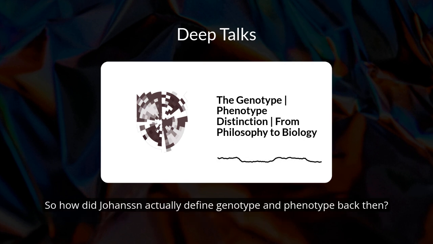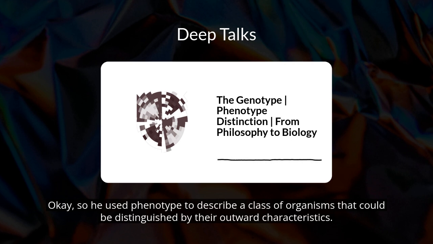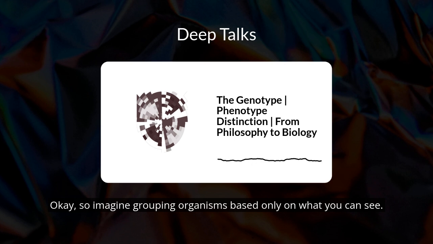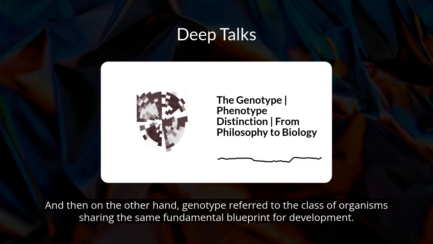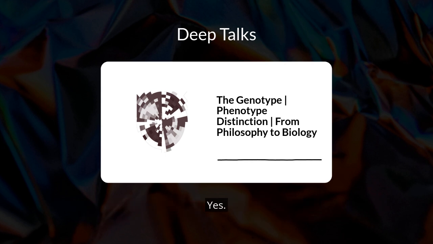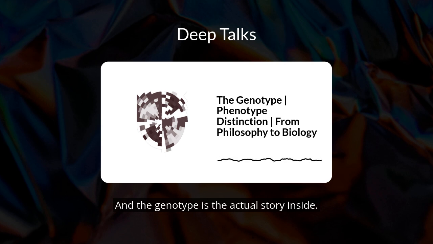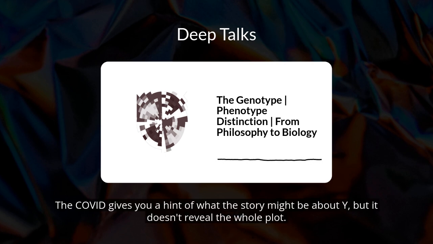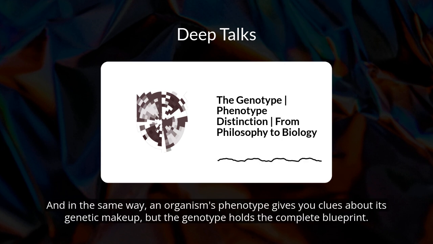So how did Johannsen actually define genotype and phenotype back then? Okay, so he used phenotype to describe a class of organisms that could be distinguished by their outward characteristics. So imagine grouping organisms based only on what you can see, and then on the other hand, genotype referred to the class of organisms sharing the same fundamental blueprint for development. So it's like the phenotype is the book cover, and the genotype is the actual story inside. Yes, that's a perfect way to put it. The cover gives you a hint of what the story might be about, but it doesn't reveal the whole plot. Right. And in the same way, an organism's phenotype gives you clues about its genetic makeup, but the genotype holds the complete blueprint.